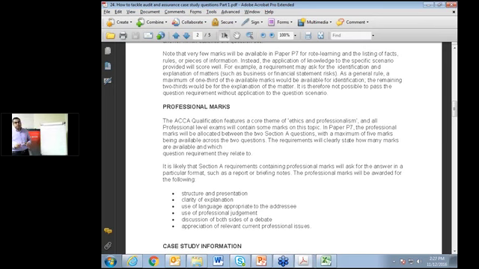Use of professional judgment, really important. Discussion of both sides of a debate. This is especially true when it asks for the impact on the opinion, right? And appreciation of relevant current professional issues. These are the areas or things around which the 4 professional marks are built.